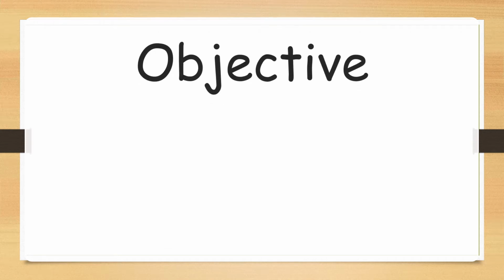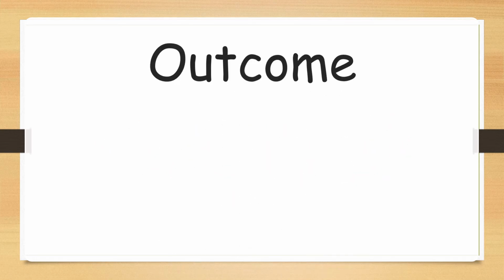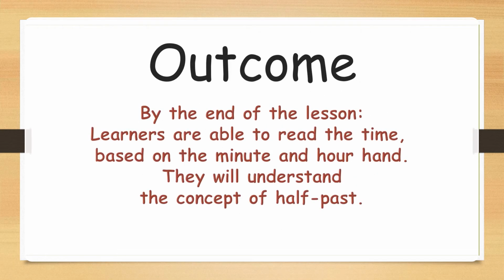So our objective today, children, is learners will be able to tell the time and they will understand the concept of half past. Wow, isn't that amazing, children? You'll be able to tell the time once you see the clock. Our learning outcome is, by the end of the lesson, learners are able to read the time based on the minute and hour hand. They will understand the concept of half past.